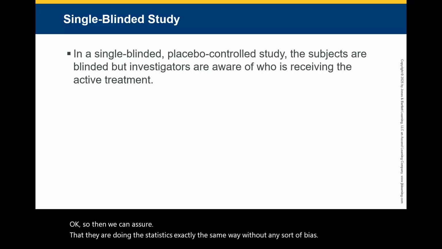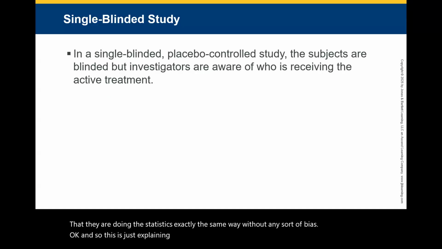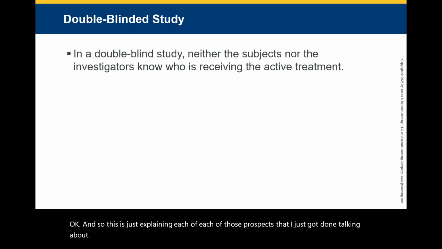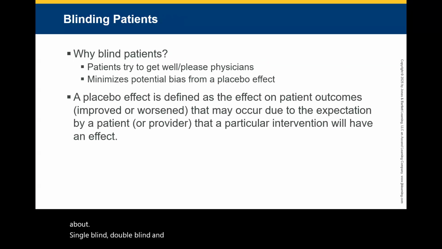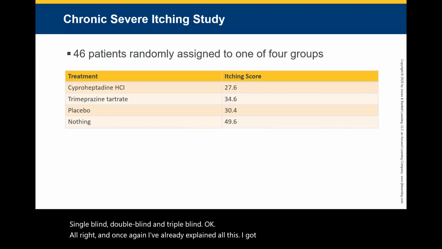Okay. And so this is just explaining each of those prospects that I just got done talking about. Single blind, double blind, and triple blind. Okay. All right. And once again, I've already explained all this. I got ahead of myself.